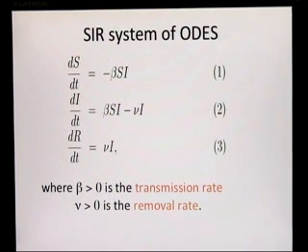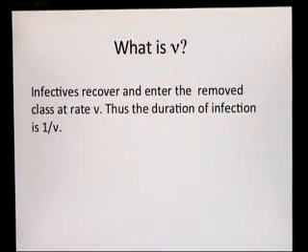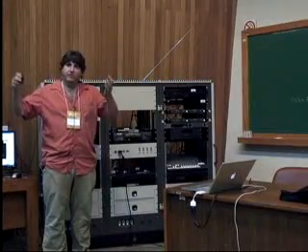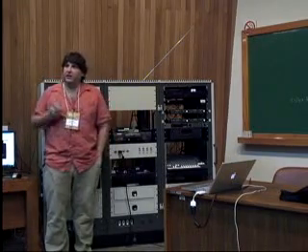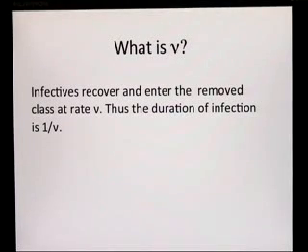Those types of models are called agent-based models. And they tend to be more realistic, maybe much more realistic, but much, much more complicated. Okay, but I'm going to focus on these types of models. Okay, so in that case, nu is the rate at which infected individuals become removed. So that says that the duration of infection, how long individuals are sick, is 1 over nu. Make sense?